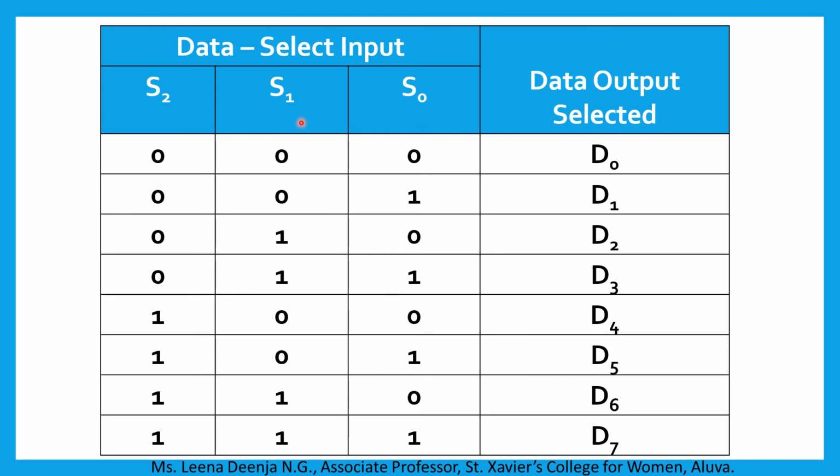If S2, S1, S0 are 0, 0, 0, the data output selected is D0. If it is 0, 0, 1, the data output selected is D1. If S2, S1, S0 are 0, 1, 0, then the output selected is D2. If it is 0, 1, 1, the output selected is D3. And if it is 1, 0, 0, the output selected is D4. If it is 1, 0, 1, the output selected is D5. If it is 1, 1, 0, it is D6. And if the inputs are 1, 1, 1, the output selected is D7.